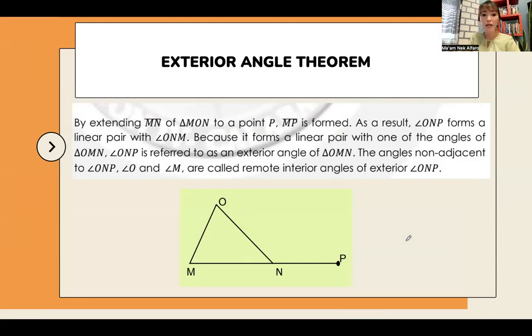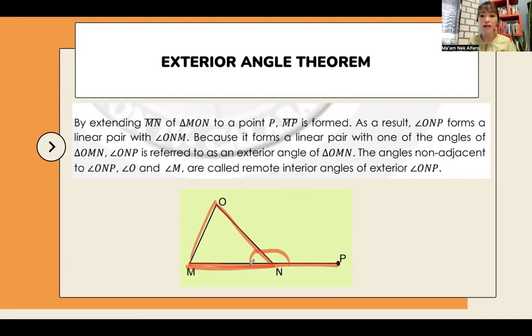By extending segment MN of triangle MON to a point P, segment MP is formed. You look at the figure. We have triangle MON, and segment MN is extended to point P. Here, we extend the line. All right, so as a result, we have angle ONP. It forms a linear pair with angle ONM. Where is that? We have angle ONM. They are linear pairs. So because it forms a linear pair with one of the angles of triangle OMN, angle ONP is referred to as an exterior angle of triangle OMN.